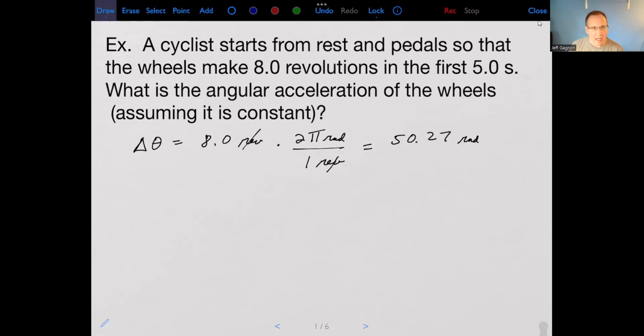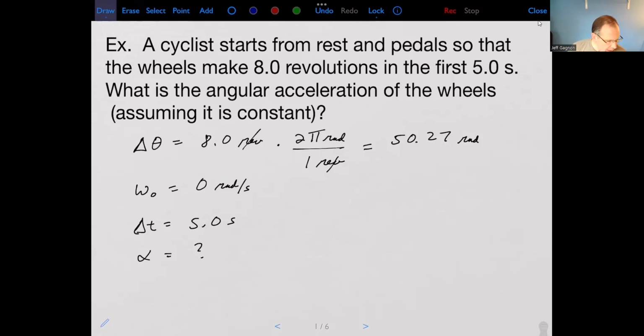Okay, so that's my angular displacement, 50.27 radians. What else do we know? Well, we know the initial angular velocity is 0, right? Because it's starting at rest. So this is 0 radians per second. We know that the time it undergoes this rotation is 5 seconds. And we're looking for the angular acceleration, alpha. We don't know what alpha is, so that's a question mark.